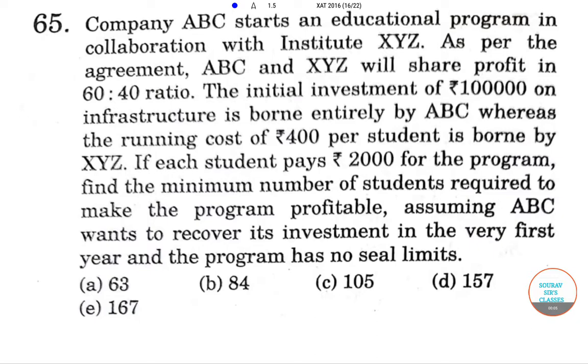The question is, Company ABC starts an educational program in collaboration with Institute XYZ. As per the agreement, ABC and XYZ will share profit in 60:40 ratio. The initial investment of rupees 1 lakh on infrastructure is borne entirely by ABC, whereas the running cost of rupees 400 per student is borne by XYZ.